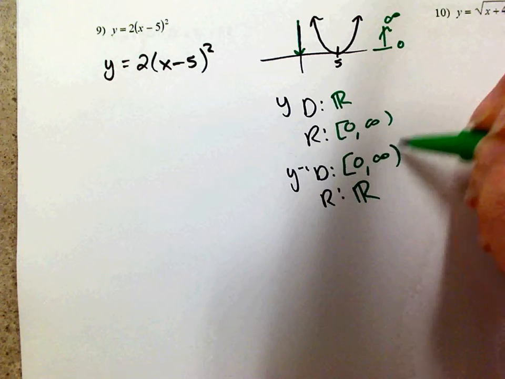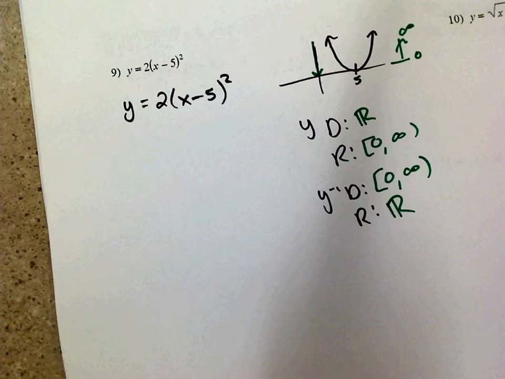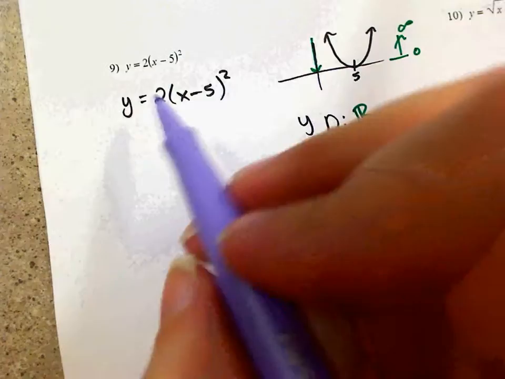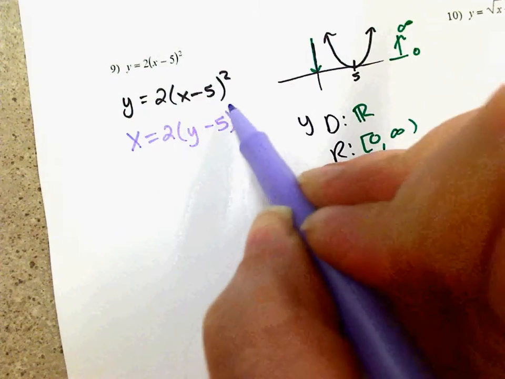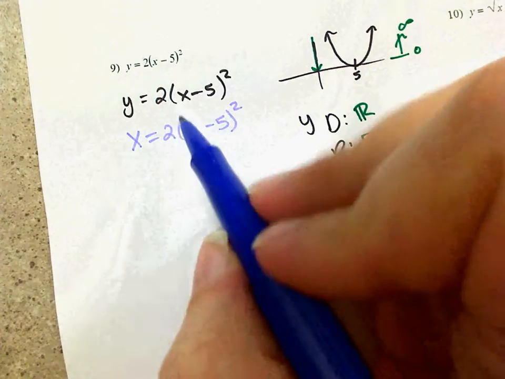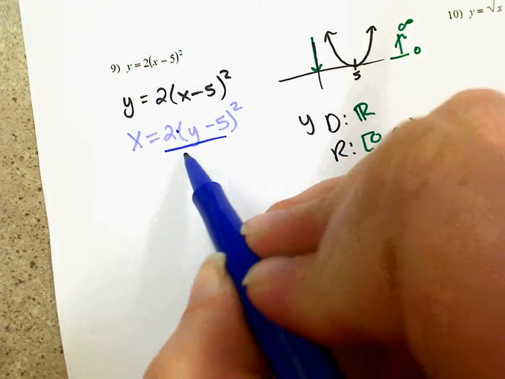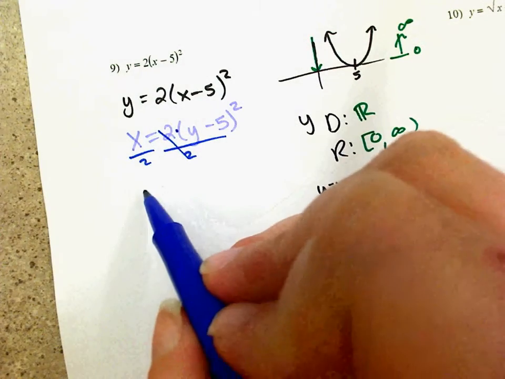Okay. I want to find the inverse, so I'm going to switch x and y. And then I want to solve for y. I have all this stuff y minus 5, and then I have it squared, and then multiplied by 2, so I'm going to get rid of the 2 in the front first, because it's outside the square. So x divided by 2 equals y minus 5 quantity squared.